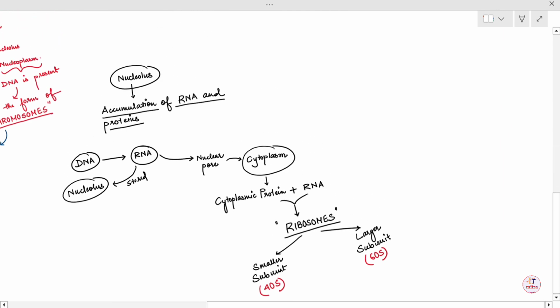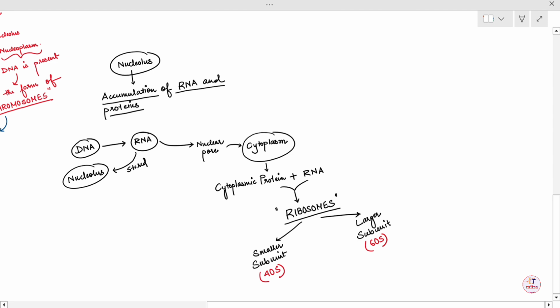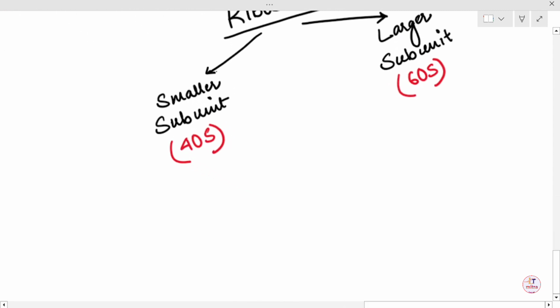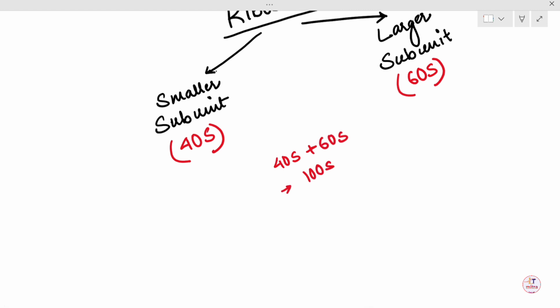So this is how RNA gets stored in the nucleus and how this RNA, via nuclear pores, goes into the cytoplasm and gets assembled with the cytoplasmic protein to form ribosomes. Okay, now it's clear to all of you. Now, mathematically, if we see this 40S and 60S ribosomes, it gets 100S ribosomes.